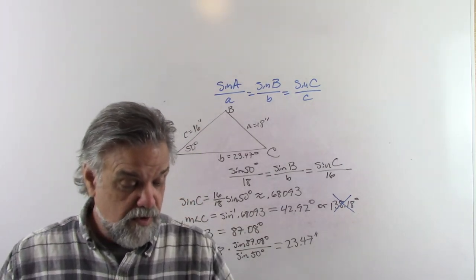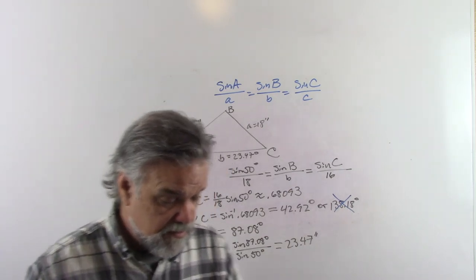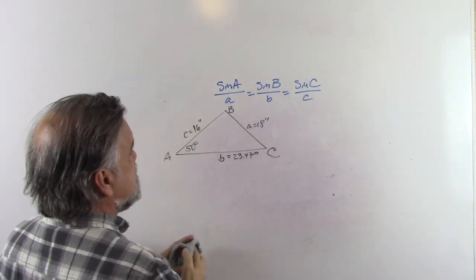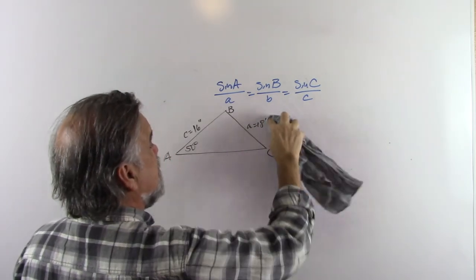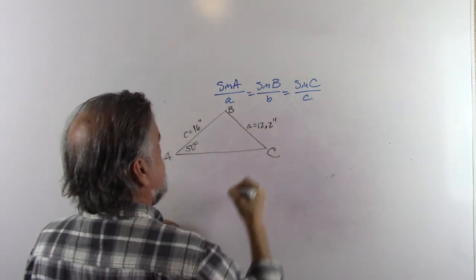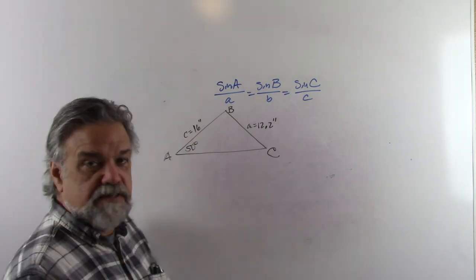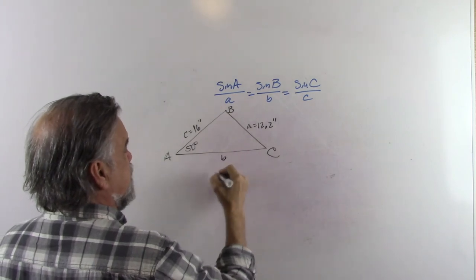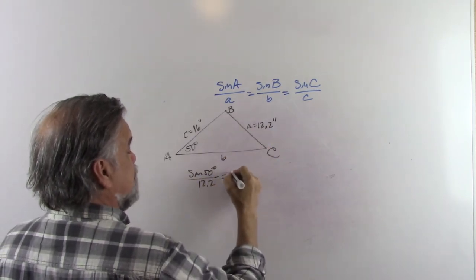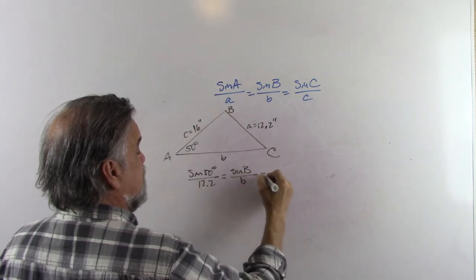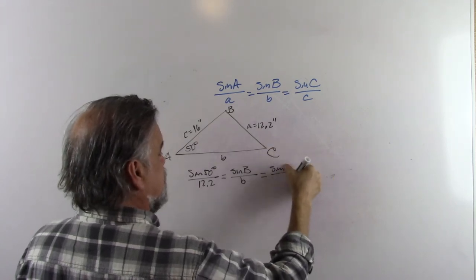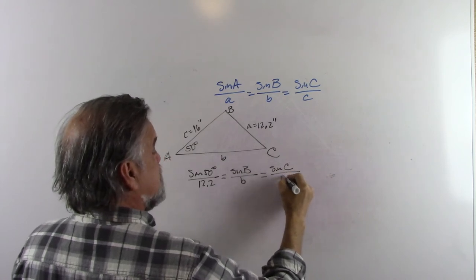All right, I'm going to show you one more example. Let's look at this example here, where this time I'm going to have almost the exact same triangle, except this time A is going to be 12.2 inches. Okay. Again, set up my ratios. So this is a little d. So the sine of 50 degrees over 12.2 equals the sine of B over 16 degrees. Sorry. Equals the sine of, I'm looking for angle C. There we go. Over 16 inches.